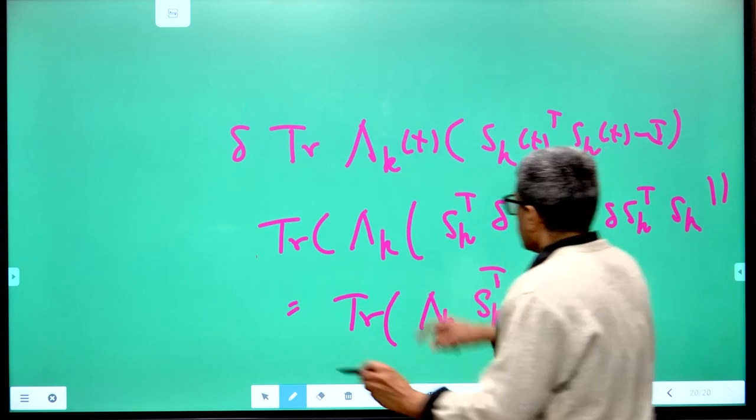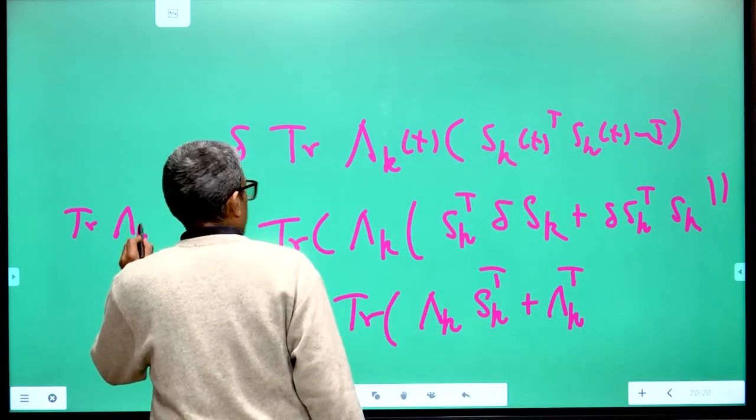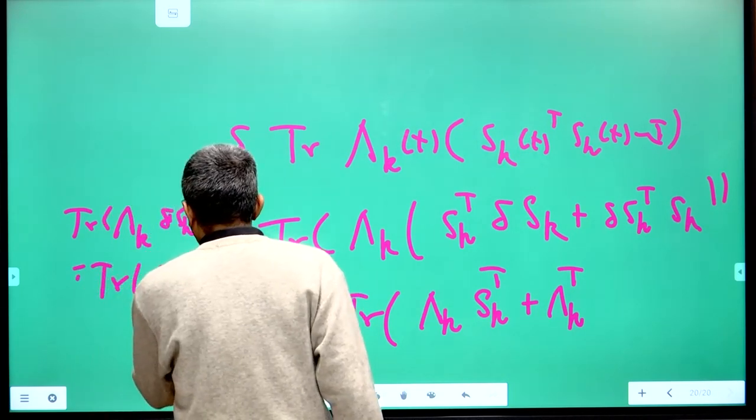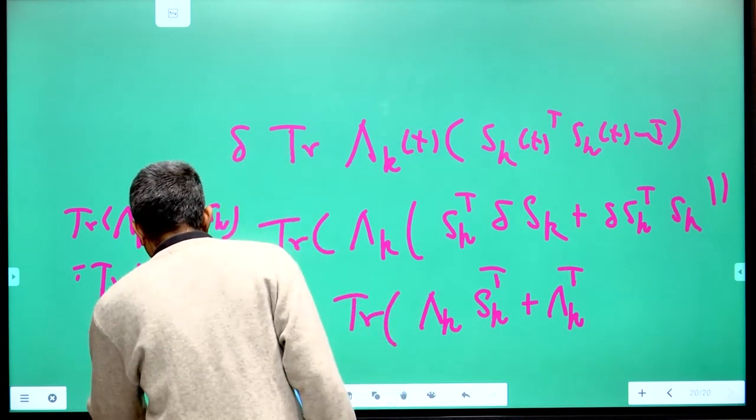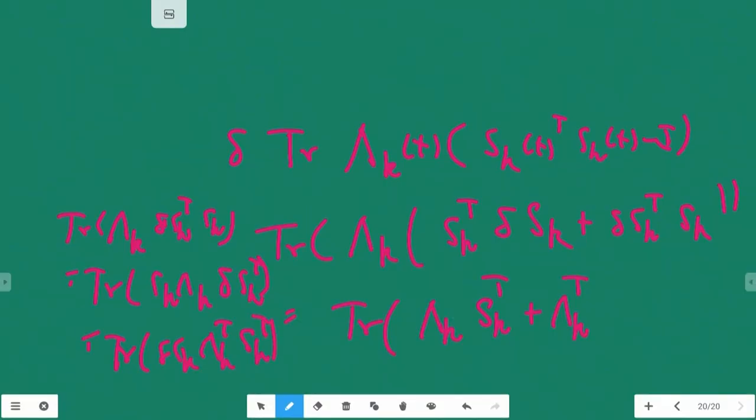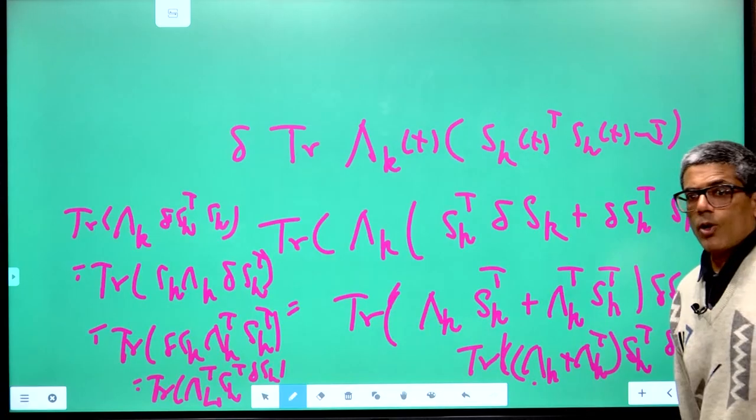If you use these two conditions, you can write trace of lambda k into delta sk transpose into sk. This can be written as trace of sk lambda k delta sk transpose, which is the same as trace of delta sk into lambda k transpose sk transpose. This is also trace of lambda k transpose sk transpose delta sk, which is nothing but trace of lambda k plus lambda k transpose into sk transpose into delta sk. So, this will contribute a linear term, namely lambda k plus lambda k transpose sk, to the Euler-Lagrange equations.